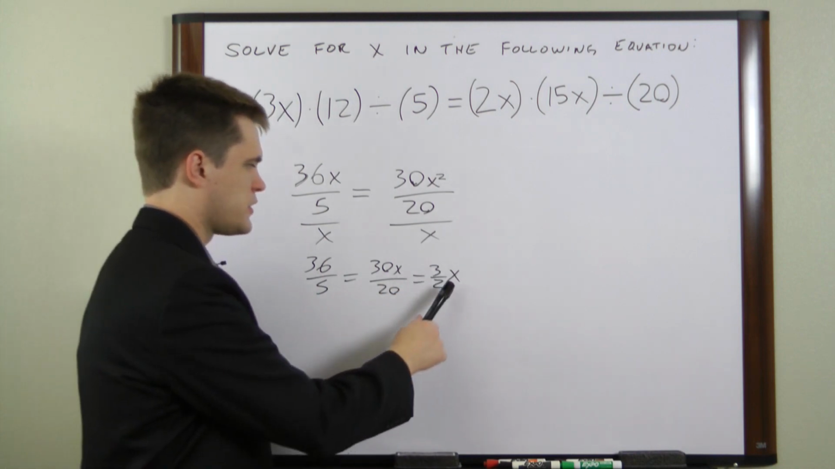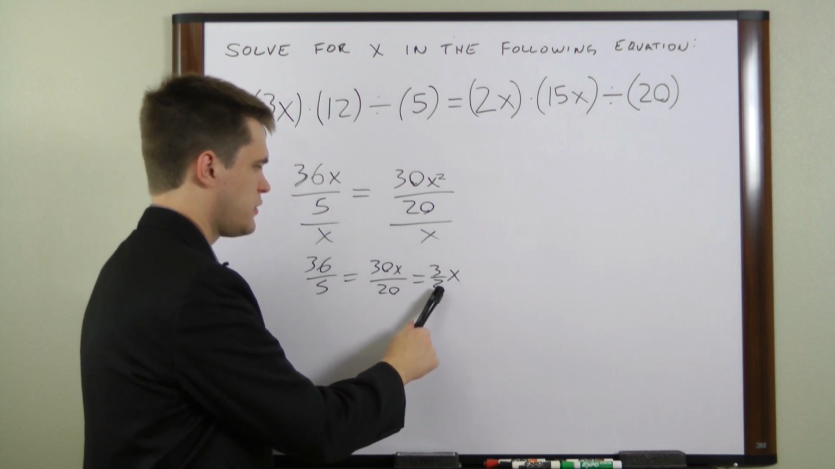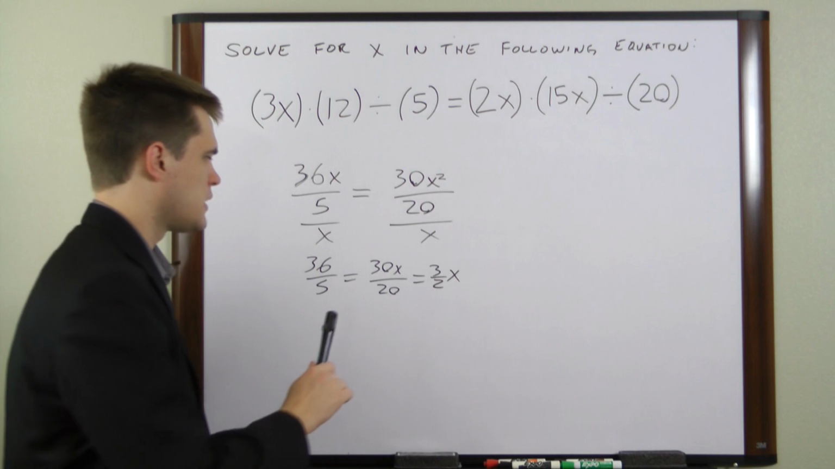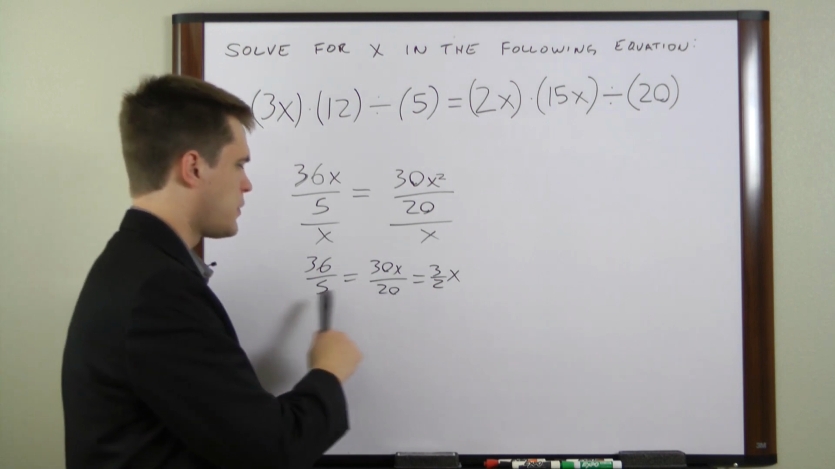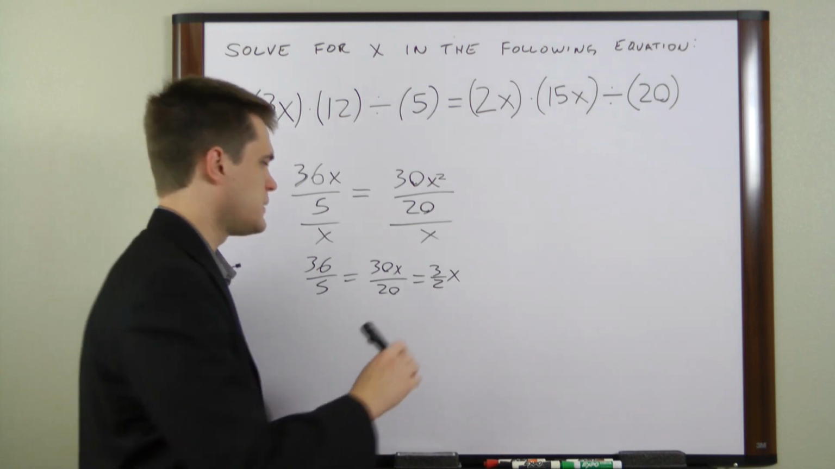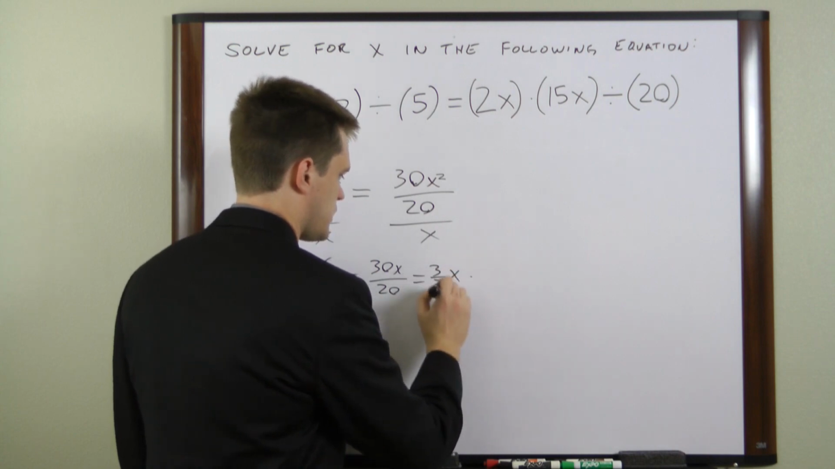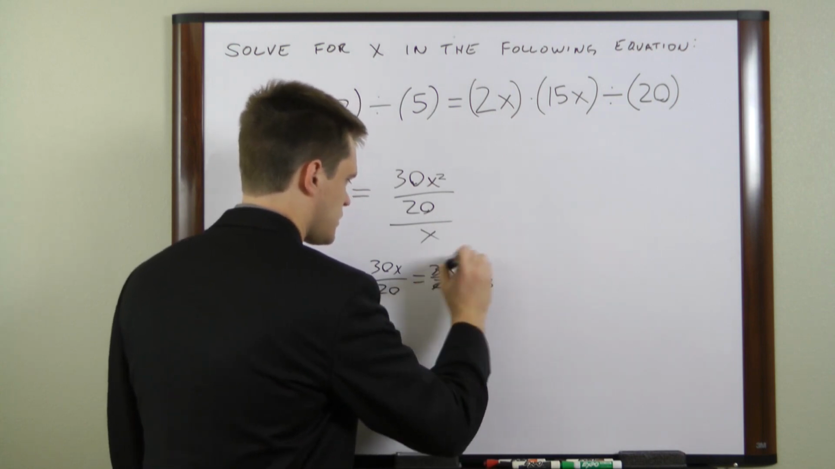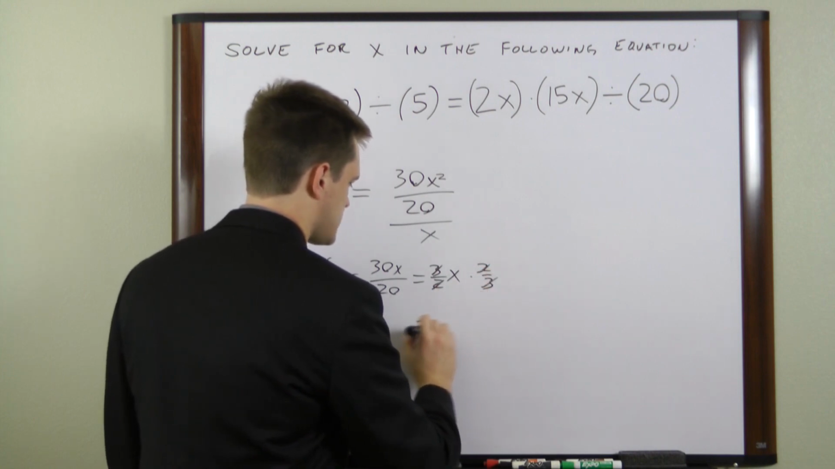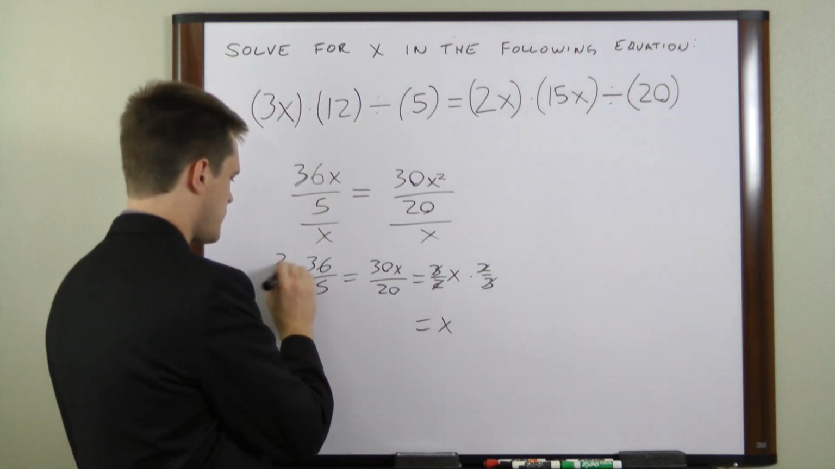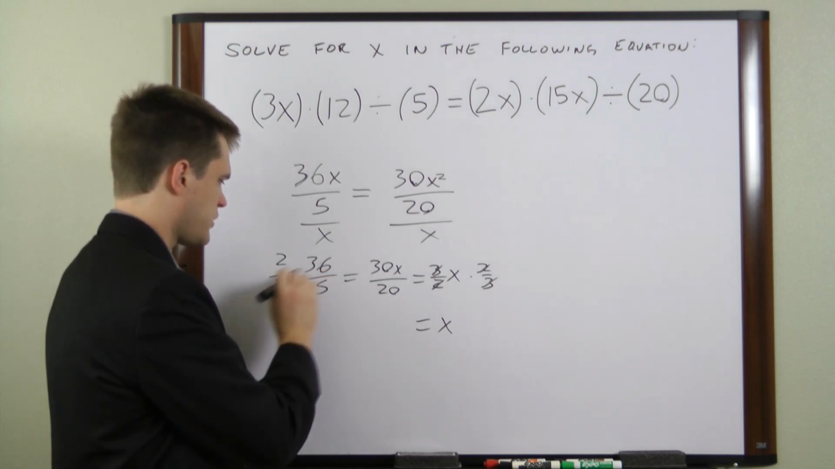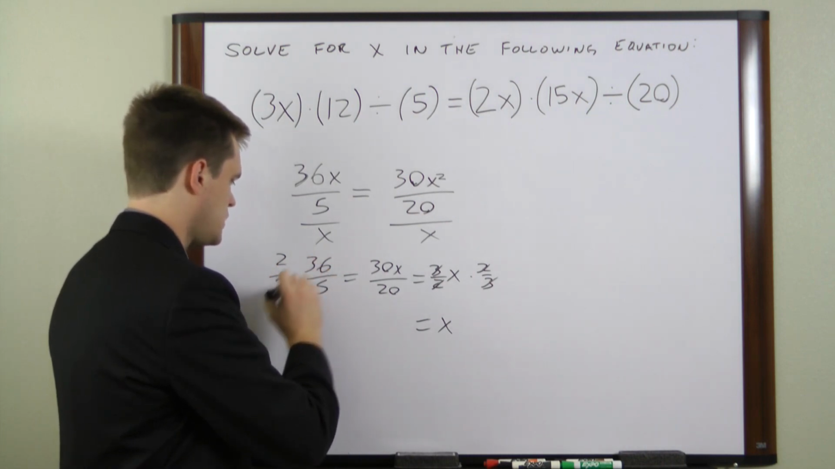And now what we want to do is get this x all by itself over here. So we need to move the 3 over 2 onto this side of the equation. And to do that, we're going to multiply both sides by 2 over 3. So 3 over 2x times 2 over 3. The 2's are going to cancel and the 3's are going to cancel, leaving us with x. On this side, when we multiply by 2 over 3, we see that we can cancel the 3 here. So 3 over 3 is 1.